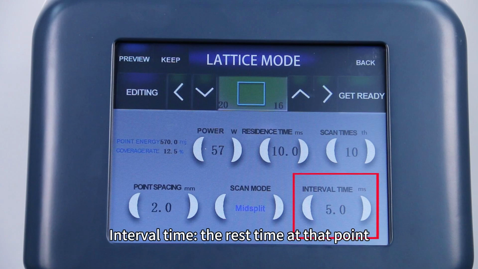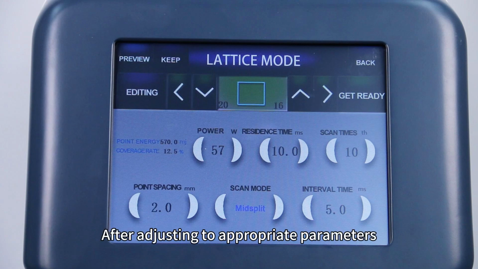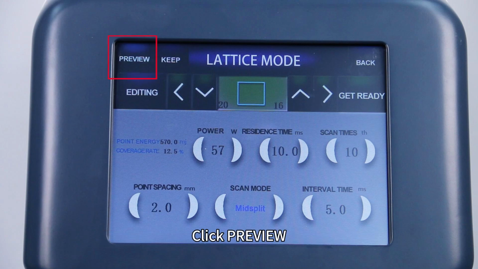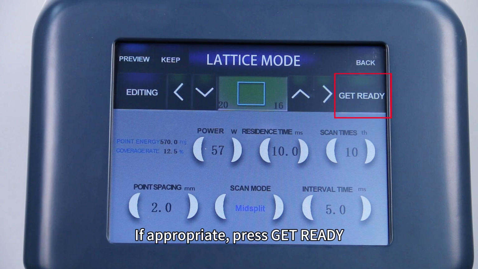Interval time is the rest time at that point. Left or right for resizing. Adjustable range 0.5 to 50 milliseconds, usually around 1.0. After adjusting to appropriate parameters, click Preview. You can preview whether the graphics match the treatment area. If appropriate, press Get Ready.